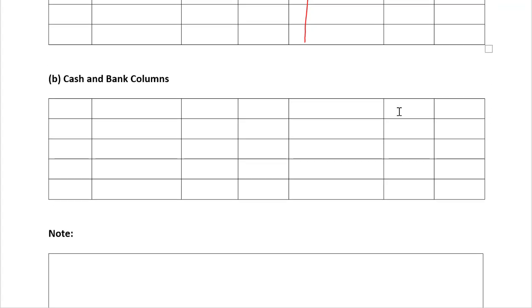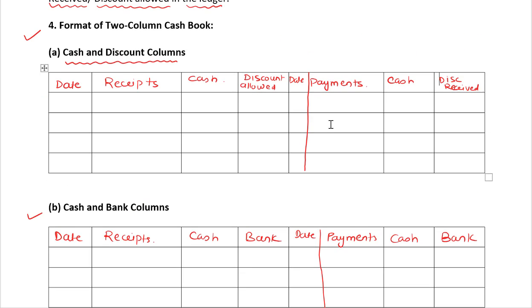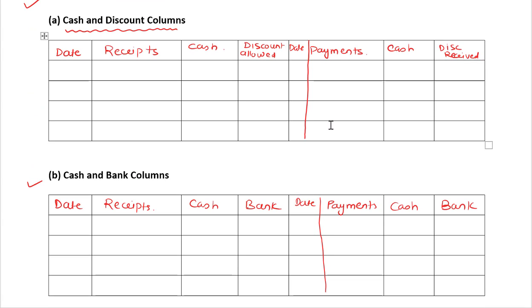Let's move ahead. Cash and bank column. On the debit side we have date, then we have receipts, cash and bank column. Over here we have date, payments, cash and bank column. Cash column and bank column. I believe you are clear till here.